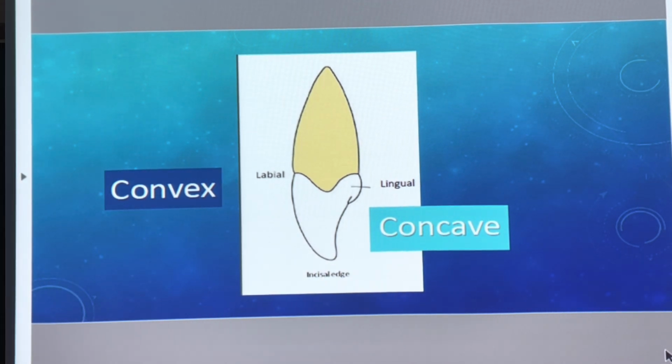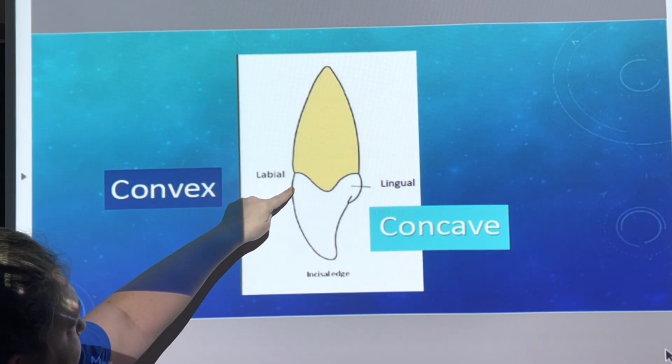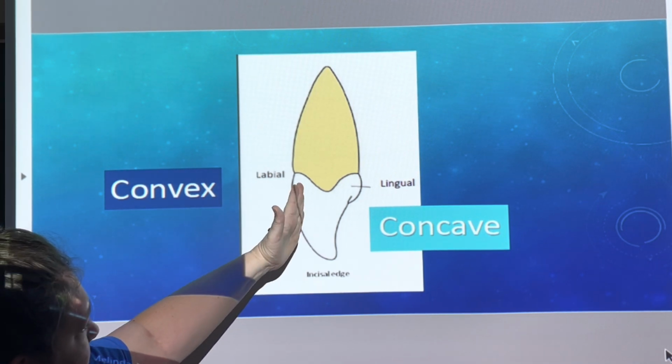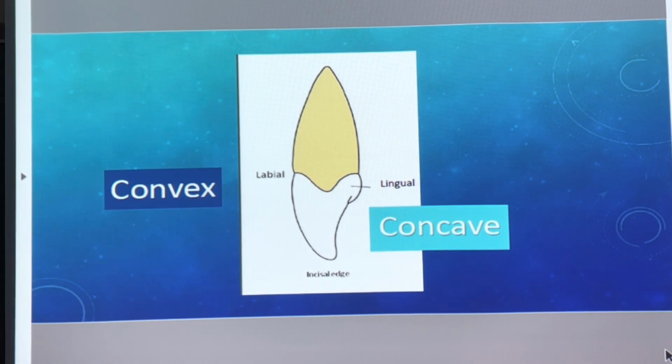Or if they're talking about how a tooth has, on the labial side, a concave area, maybe that part of the tooth goes in a little bit. So just to help you remember this, especially for your examinations coming up, there you go.